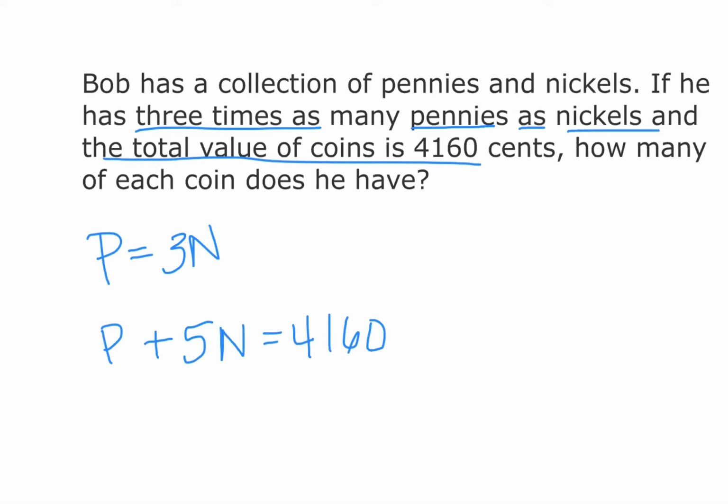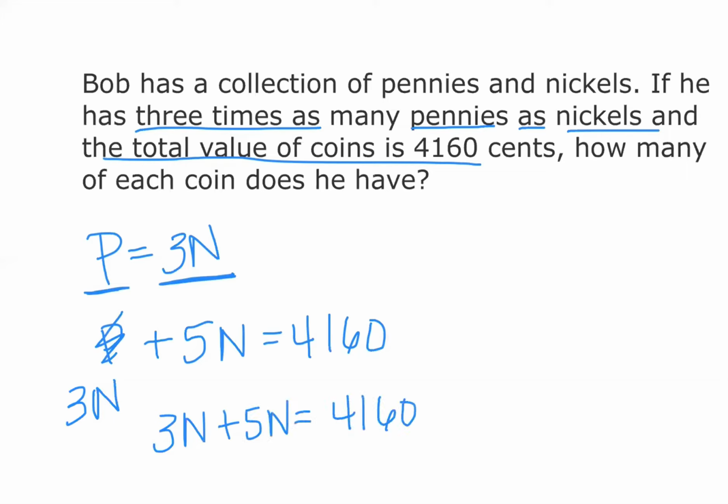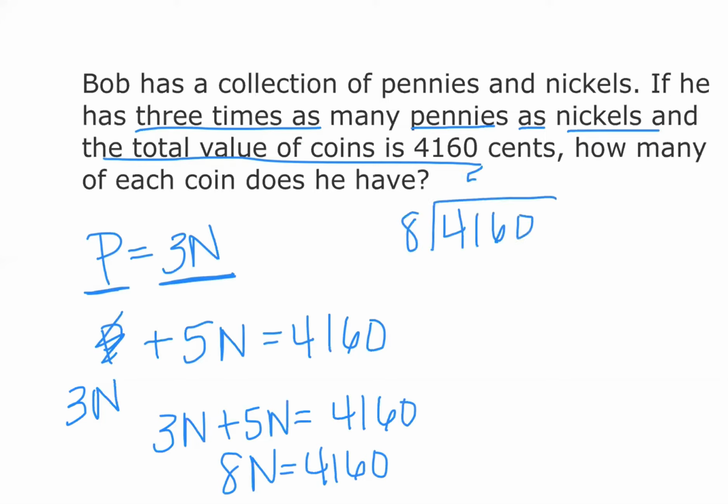But if you notice something, this P is by itself. So that means this is substitution. I can substitute this with 3n. So 3n plus 5n equals 4,160, or 8n equals 4,160. So what we're going to do is divide by 8. So I'm going to do 4,160 divided by 8. That gives me 5.